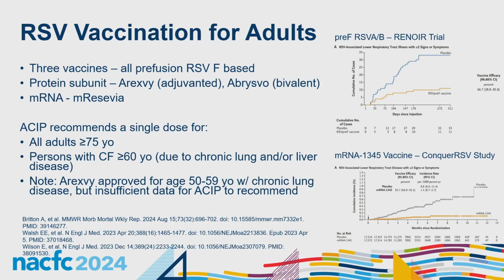The adjuvanted RSV vaccine has been approved for age 50 to 59, but that's based on just immunogenicity in this population, and there's not enough data on efficacy, and so the ACIP declined to recommend universal vaccination in that age group, and it really needs to be determined on a one-on-one basis.